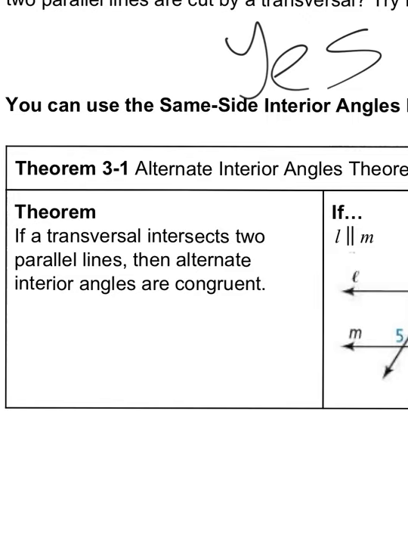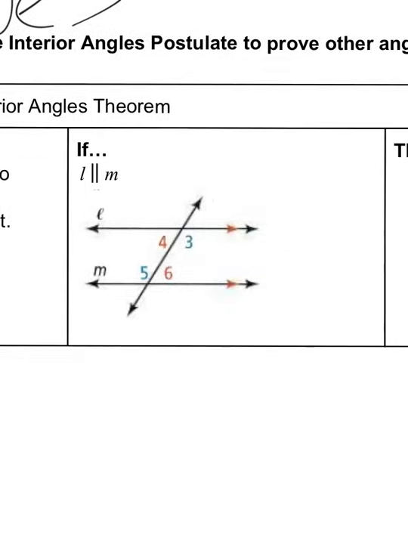And we said that they are? And by congruent, we mean that they have the same degree, same measure. All right? So looking at the diagram, if L and M are parallel, if these two lines are parallel and cut by a transversal, what are my alternate interior angles? 4 and 6, and what else? 3 and 5. All right.